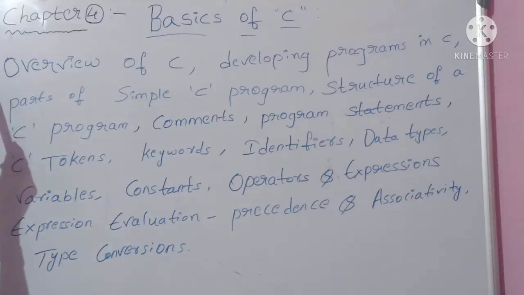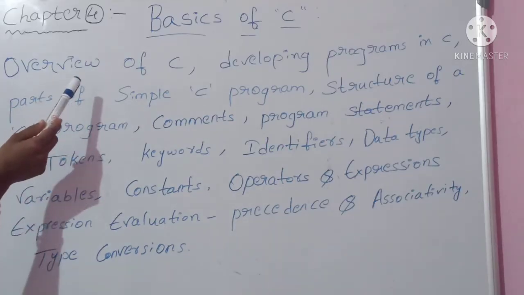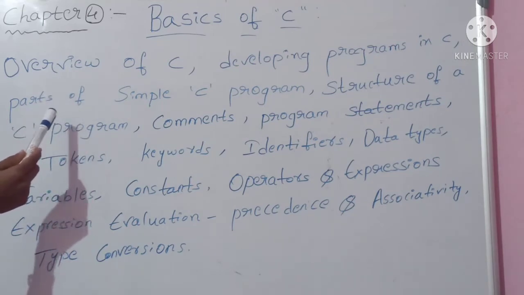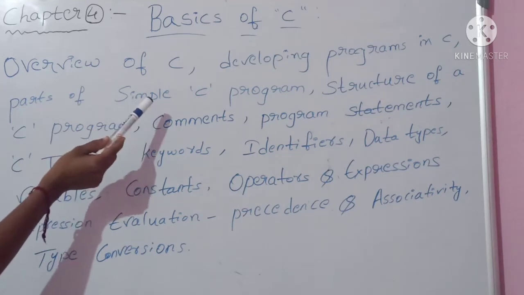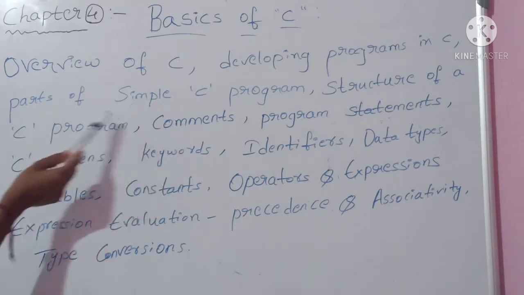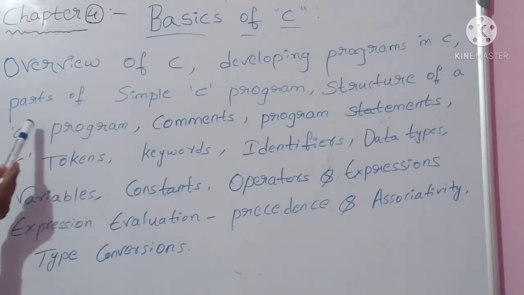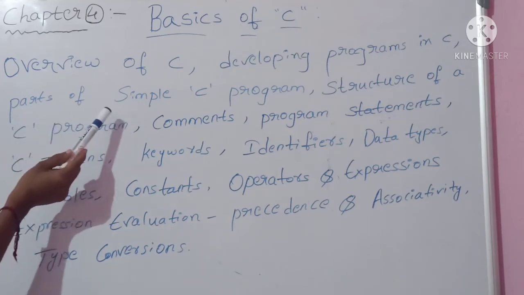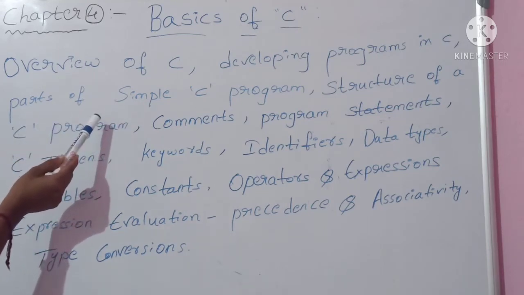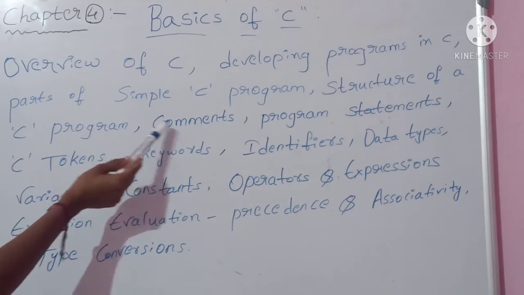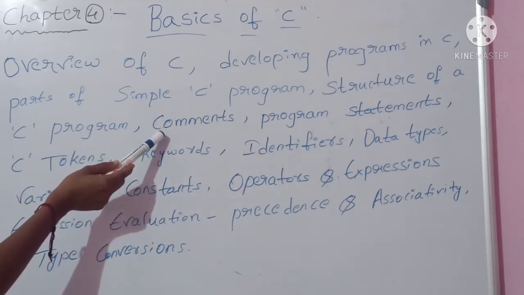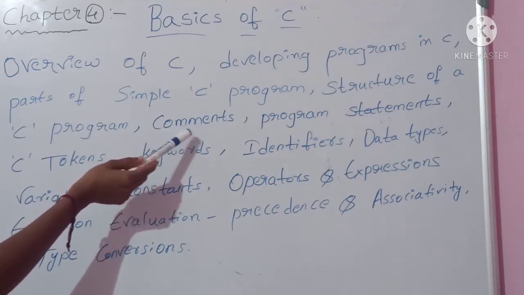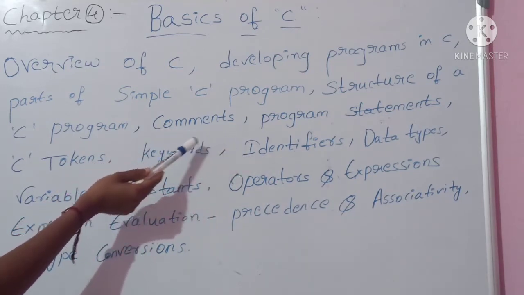This is chapter 4. In chapter 4 we have basics of C. There are some basic topics of C here. This is overview of C and developing programs in C, how to develop programs in C. We will discuss that. This is parts of a simple C program. There are a few parts of a simple C program, right? And structure of a C program. And there are 2 types of comments, single-line and multi-line comments.